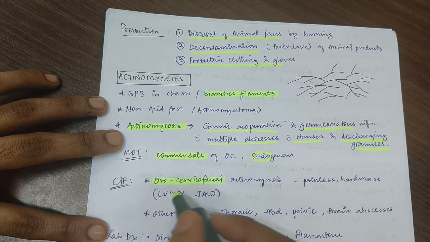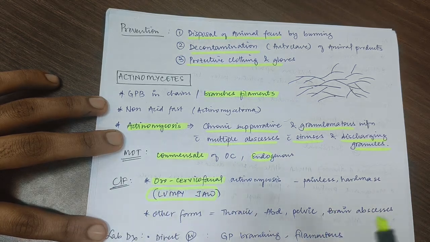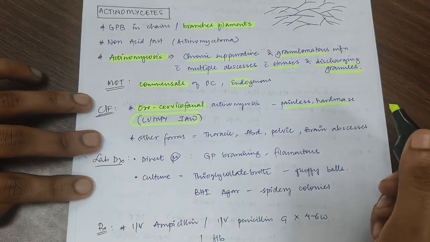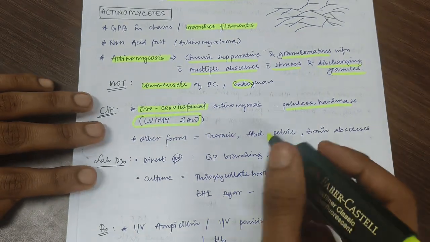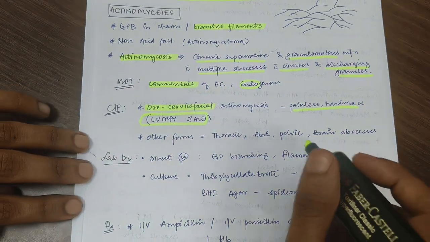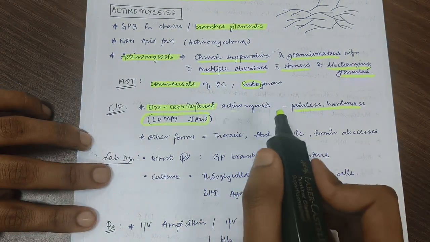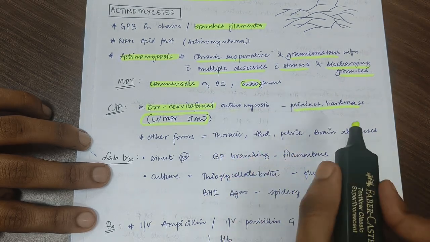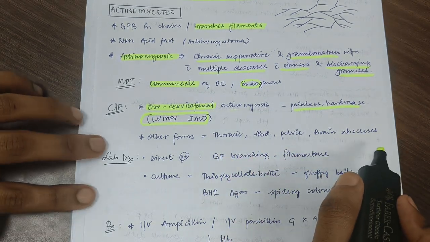What are the clinical features? Orocervicofacial actinomycosis, that is lumpy jaw. Okay, lumpy jaw. Painless hard mass. Other forms are thoracic, abdominal, pelvic and brain. Okay, you're going to suffix it with actinomycosis, that is thoracic actinomycosis, abdominal actinomycosis, pelvic actinomycosis, brain abscesses.